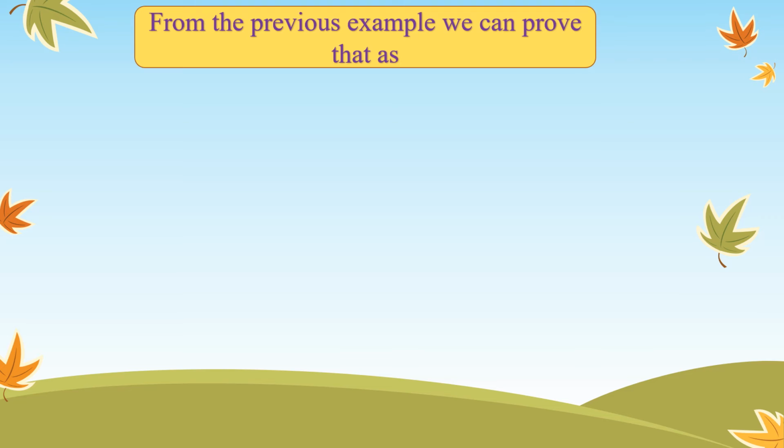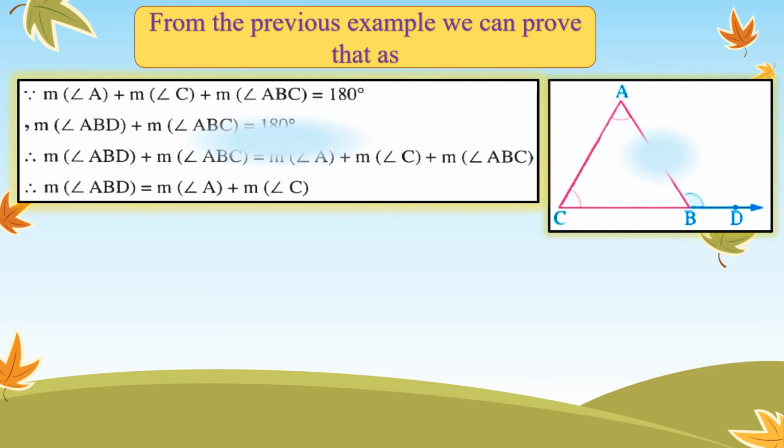From the previous example, we can prove that since measure of angle A plus measure of angle C plus measure of angle ABC equals 180, and measure of angle ABD plus measure of angle ABC equals 180, then measure of angle ABD plus measure of angle ABC equals measure of angle A plus measure of angle C plus measure of angle ABC. Then measure of angle ABD equals measure of angle A plus measure of angle C.